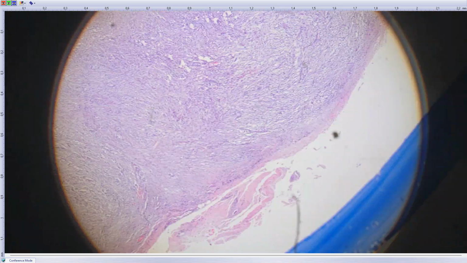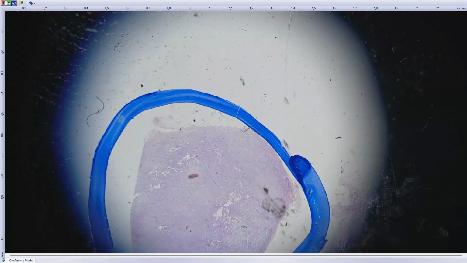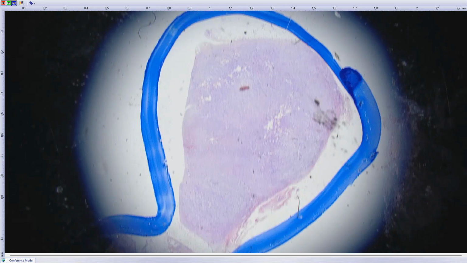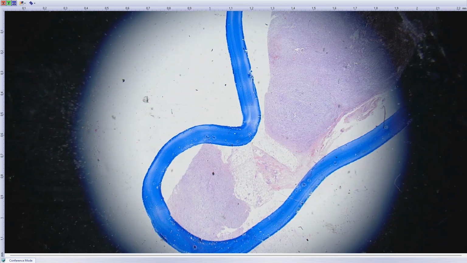So this was the next case, a 40-year-old female, tumor in her cubital area. Sent as a consultation. I'll start with low power here. So here it looks like a multinodular tumor, but we have just fragments of the whole lesion, so hard to say.